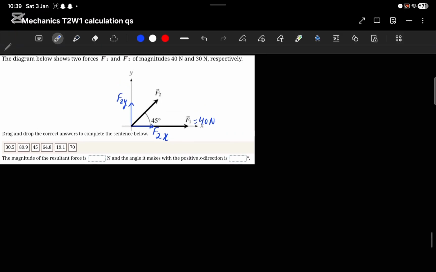Let's find F2y and F2x. So F2y is what? F2 sine theta. Theta in our case is 45 degrees. It's given to me here. So F2 is what? 30 newtons. So 30 sine 45 degrees, which is what? 15 radical 2. I don't need to know 15 radical 2, because sine 45 degrees is radical 2 over 2, right? Same thing with cosine. So this is newtons.